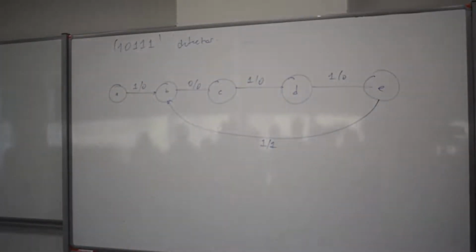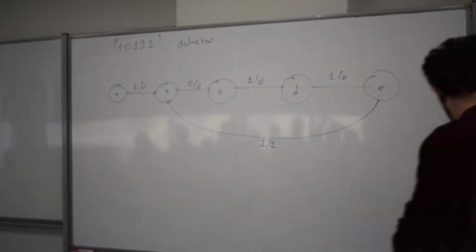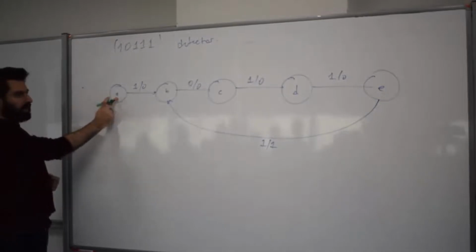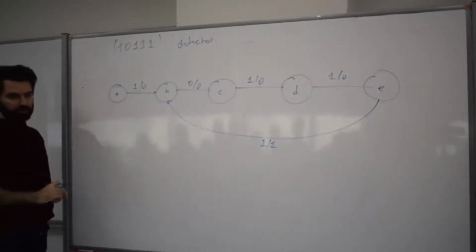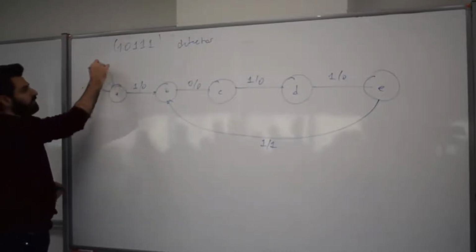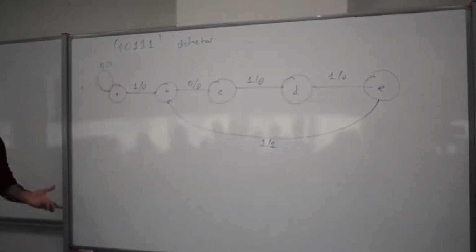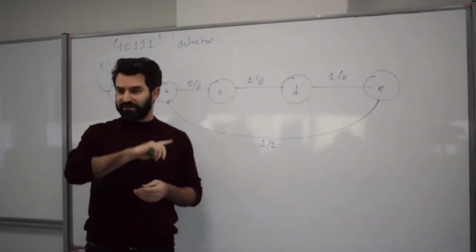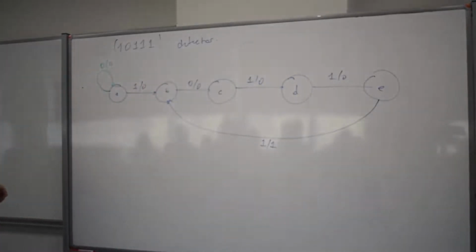So I'm going to use another color. Where am I going to go if I'm in A and I see a 0 in the input? Itself. So I have 0, and output is 0 because I haven't accumulated anything. And as I said before, and I repeat again, if you're designing a detector, there's only one arrow that should have an output 1. The rest of the arrows should have output 0, because that's the valid path. That's the circle you're completing.